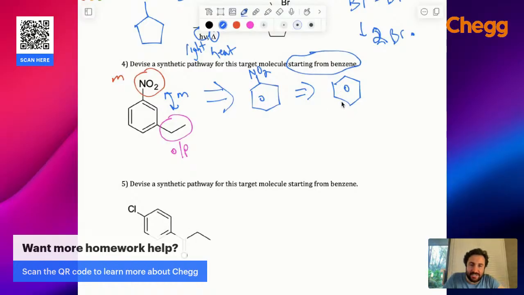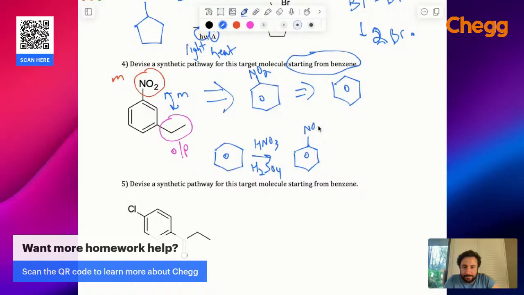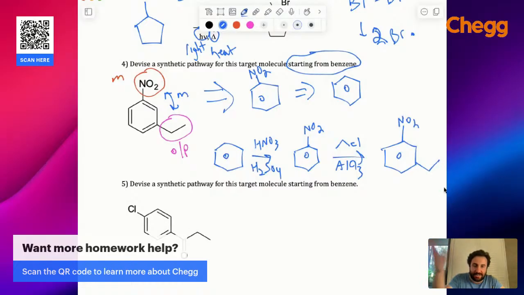So we did this retrosynthetically. And so now what are we going to do for it? Now we have to know what reagents we're going to use. So we said that we got to go from benzene to nitrobenzene. So that's HNO3, H2SO4. That will give us nitrobenzene. And then we want to do Friedel-Crafts alkylation. That will give us the desired product, because the nitro group is a meta director, so we're only going to get the meta substitution on that second reaction there.